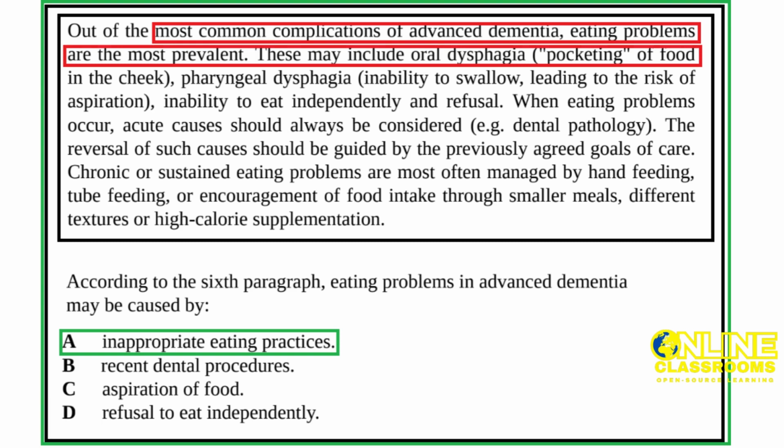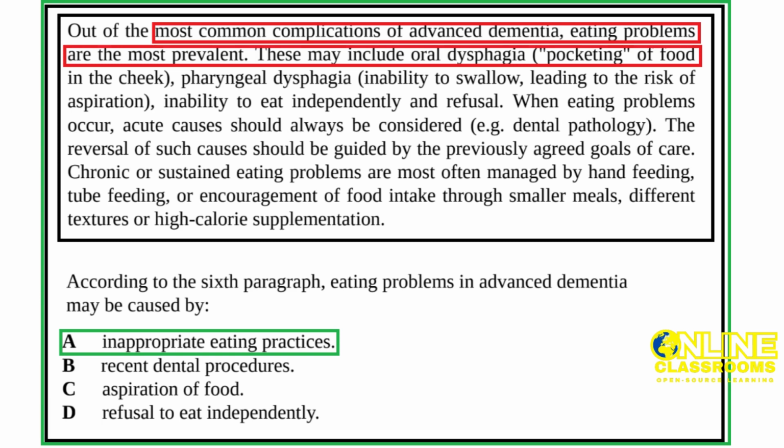A. Inappropriate eating practices. This option is not directly mentioned in the paragraph as a cause of eating problems. The paragraph primarily focuses on dysphagia, aspiration, inability to eat independently, and refusal. B. Recent dental procedures. This option is mentioned in the paragraph as an example of an acute cause that should be considered when eating problems occur. It is a valid consideration based on the paragraph.